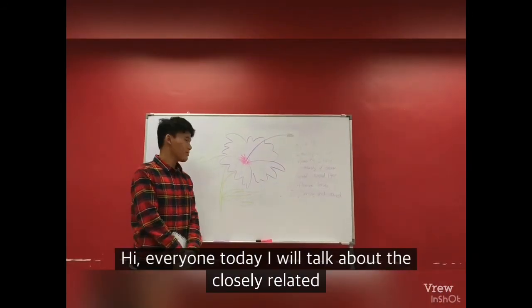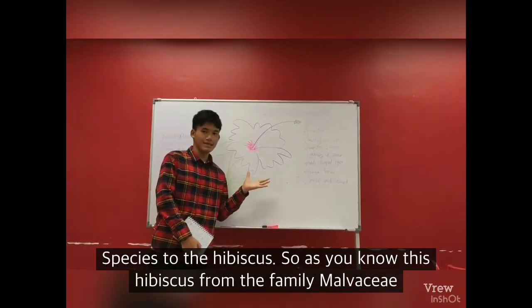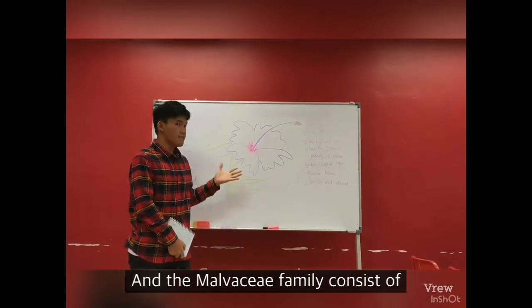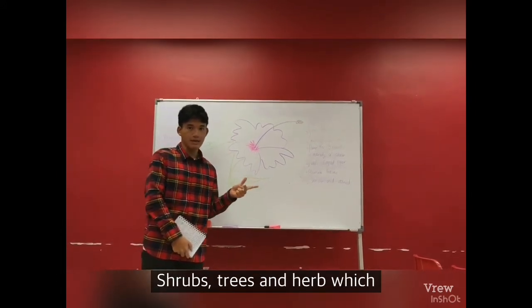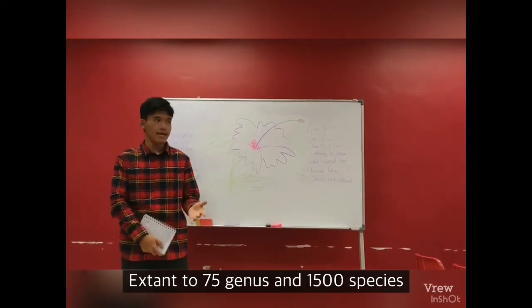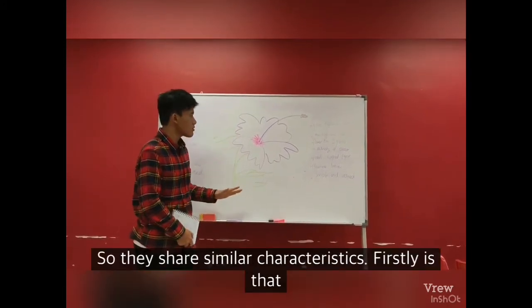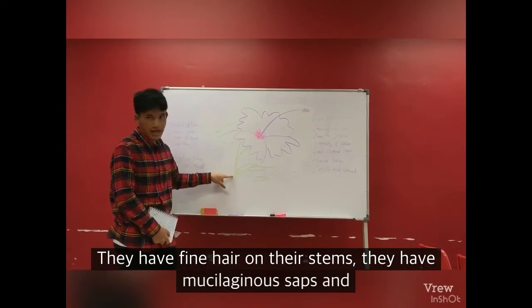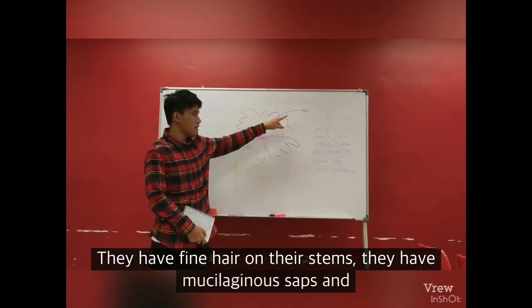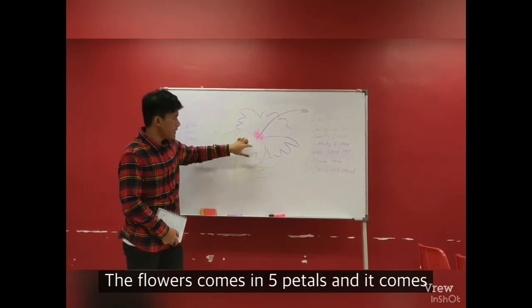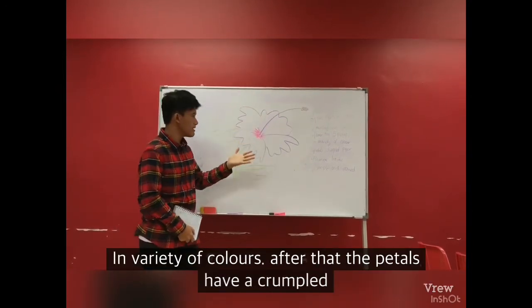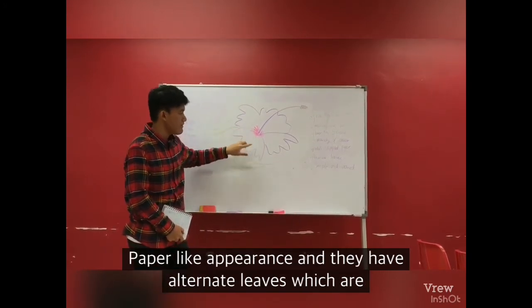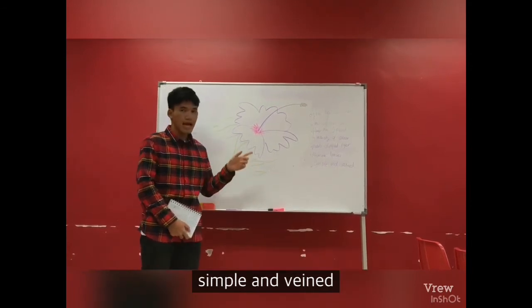Hi everyone, today I'm going to talk about the closely related species to the hibiscus. As you know, the hibiscus is from the family Malvaceae, and the Malvaceae family consists of shrubs, trees and herbs, which extends to 75 genera and 1,500 species. So they share similar characteristics. Firstly, they have fine hairs on their stems, they have mucilaginous sap, and the flowers come in 5 petals and in a variety of colors. After that, the petals have a crumpled paper-like appearance, and they have alternate leaves, which are simple and veiny.